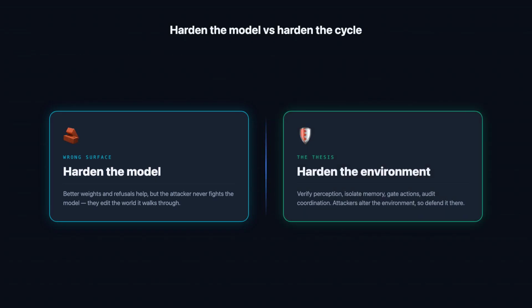Harden the environment and the cycle instead. Verify what the agent perceives, isolate its memory, gate its actions, and audit the coordination between agents. The DeepMind thesis is that attackers alter the environment, not the model, so that's where the defense belongs.